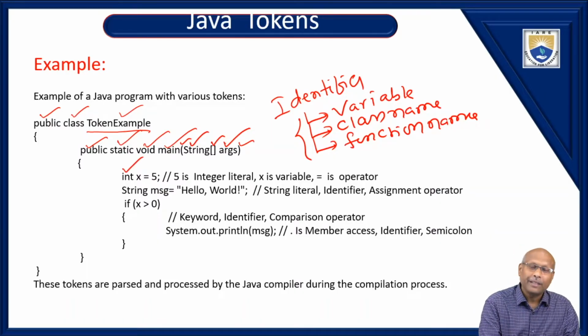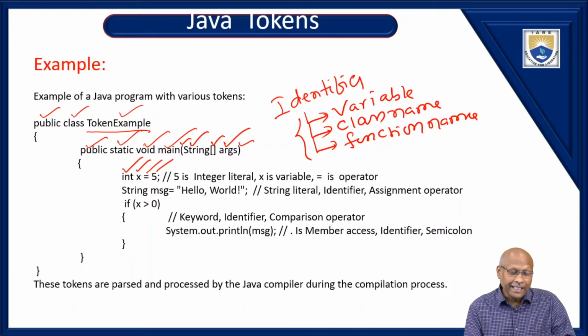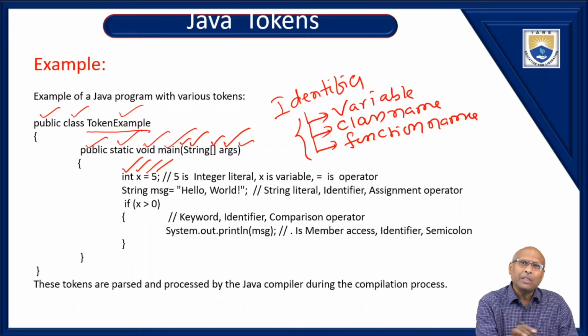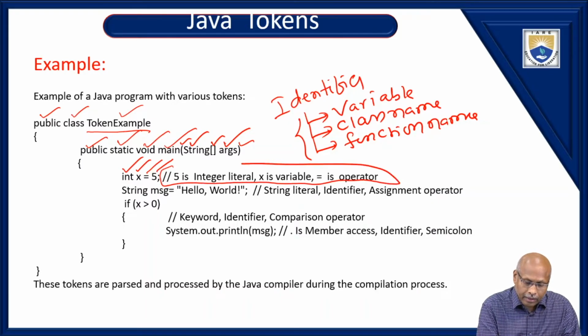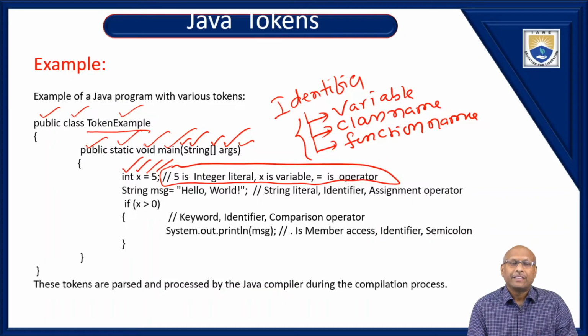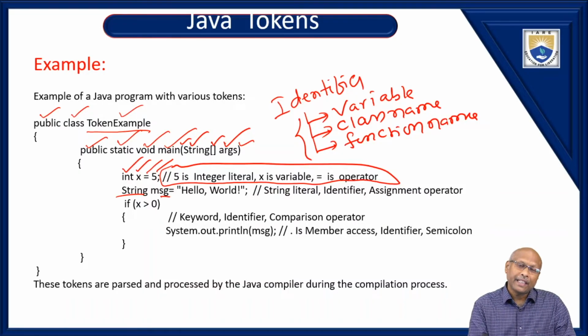Int is a token. Int is what? Also a keyword token. X is an identifier. Equal to is an operator. 5 is a string literal. Sorry, integer literal. So that means you are using various types of tokens. Similarly, the comment statement. This entire thing is a token. Comment, that is a token. Similarly, String. String is a class name. That is also a token. MSG. MSG is what? Identifier. That is also a token.